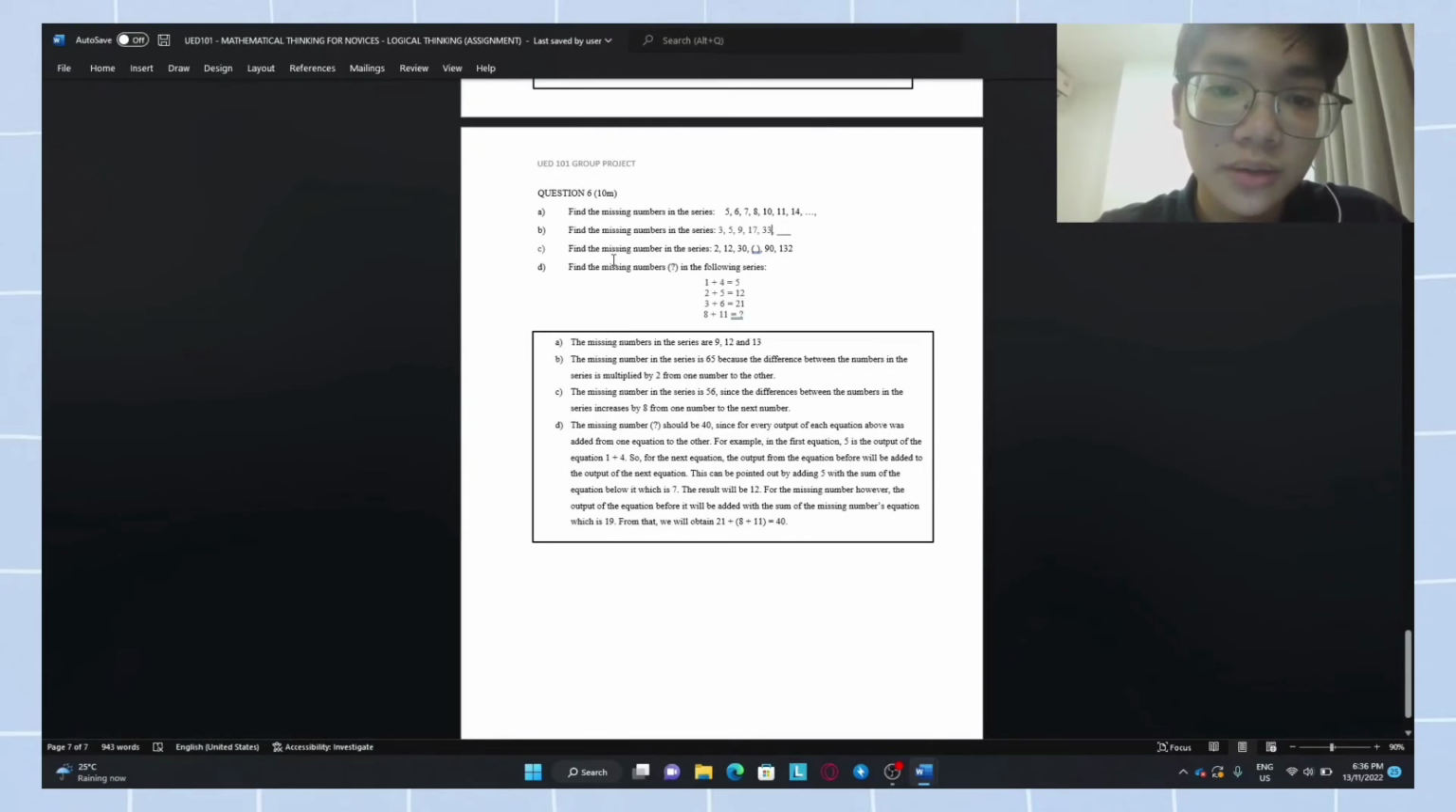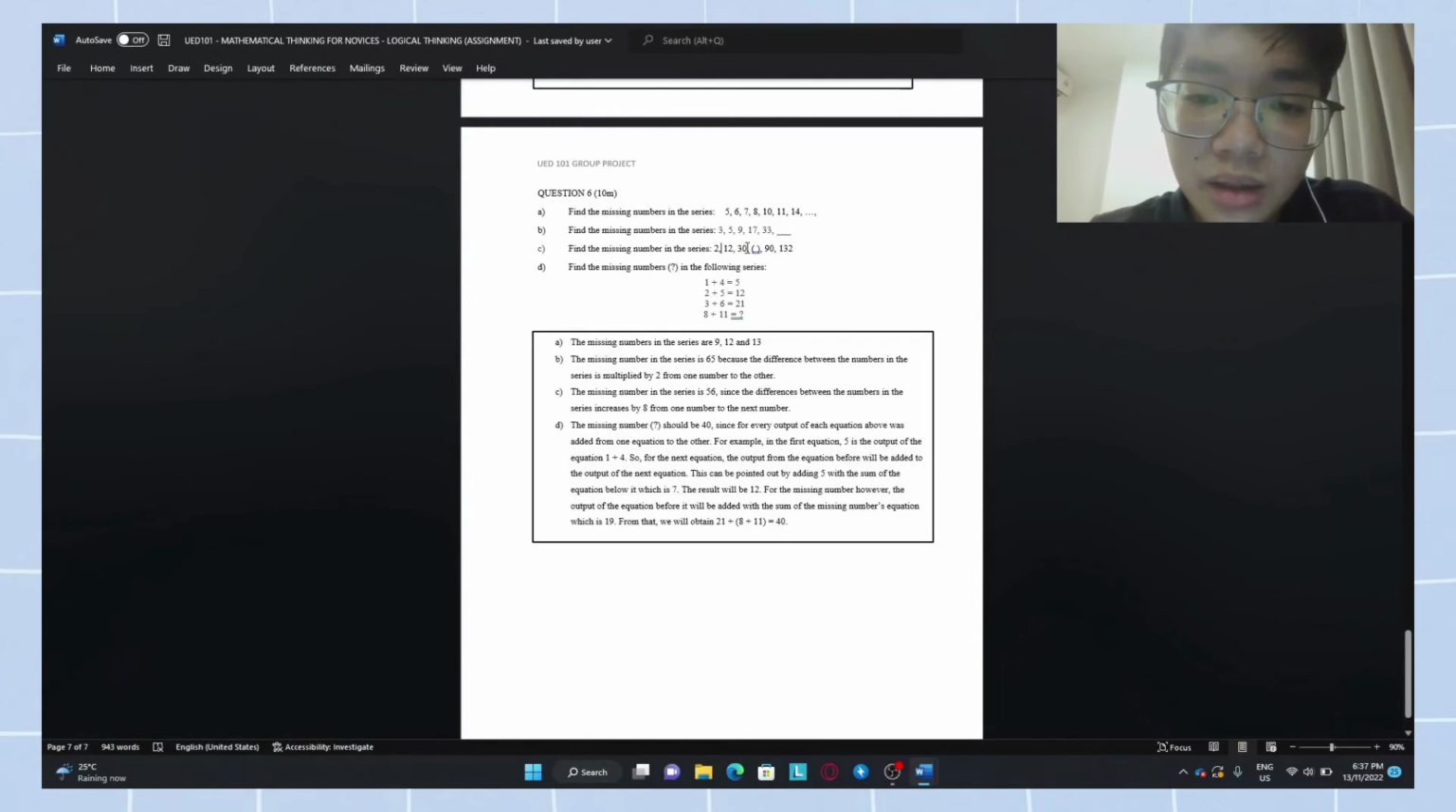In question C, find the missing number in the series 2, 12, 30, missing number, 90 and 132. So in this series, it's a bit more tricky. So 2 to 12, the difference will be 10. 12 to 30, the difference will be 18. So we can see that after each number, the difference between each number will increase by 8, which we can see right here. 2 to 12, the difference is 10. 12 to 30, the difference is 18. So 10, 10 plus 8, and this one should be 10 plus 8 plus 8.